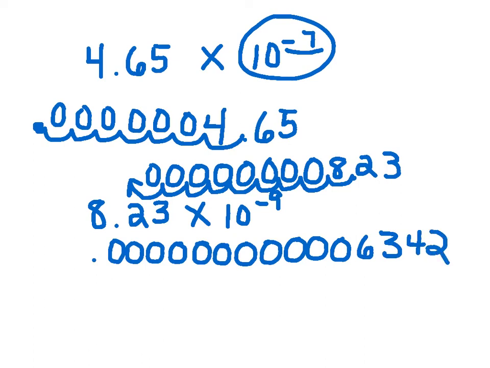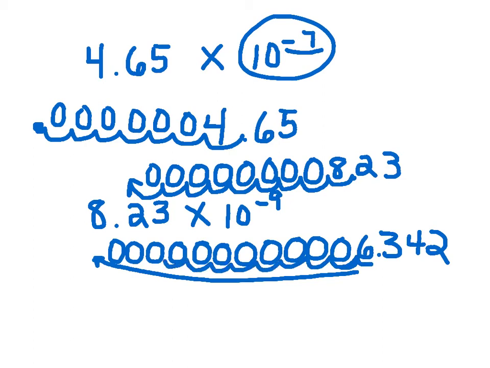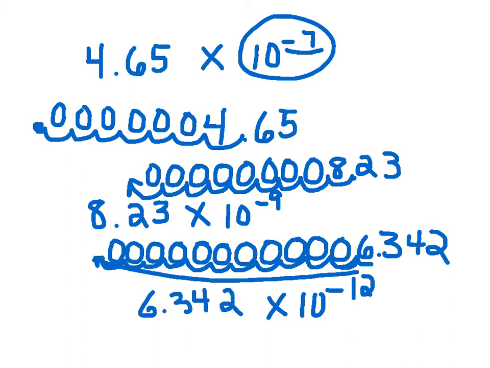Okay. Here's my decimal point, because there's always just one place to the left of the decimal point. And to travel from here to where it is, I have to go 1, 2, 3, 4, 5, 6, 7, 8, 9, 10, 11, 12. So that's times 10 to the negative 12th. And my decimal was 6.342. So that's how scientific notation works.